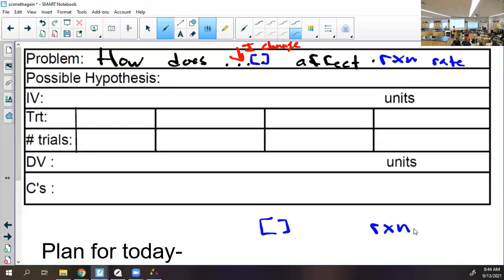Okay, the possible hypothesis is up to you and your lab partner. Tell them real quick, how do you think concentration will affect the reaction rate? Okay, almost everyone says the same thing. You'll test it. Probably the higher the concentration, the faster the rate. Now, the IV, what am I changing?